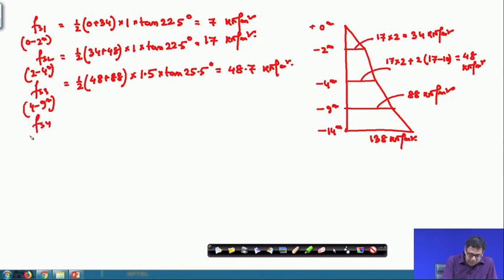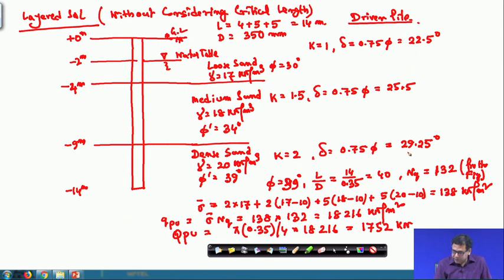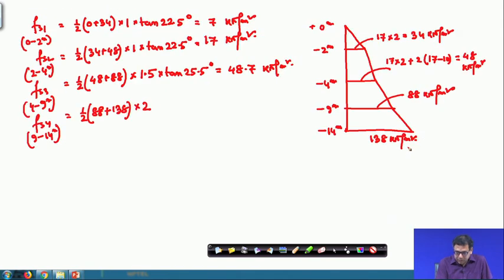Then Fs4, which is 9 meter to 14 meter, and this is half into 88 plus 138 into 2. Here the k value is 2, delta value is 29.25, into 2 into tan 29.25, and that is equal to 126.6 kilonewton per meter square.